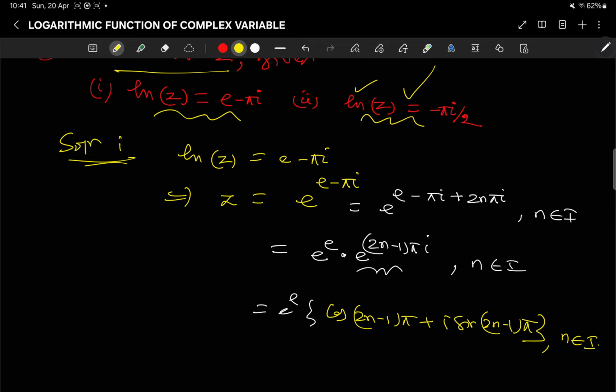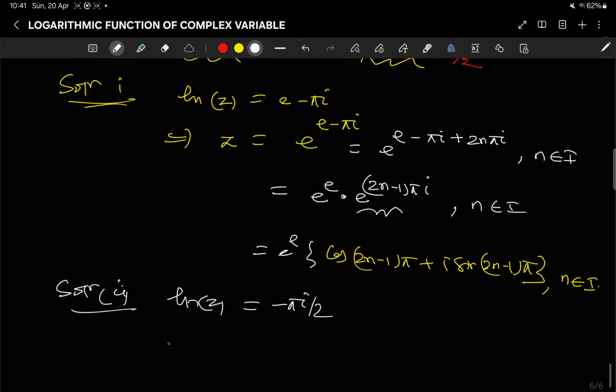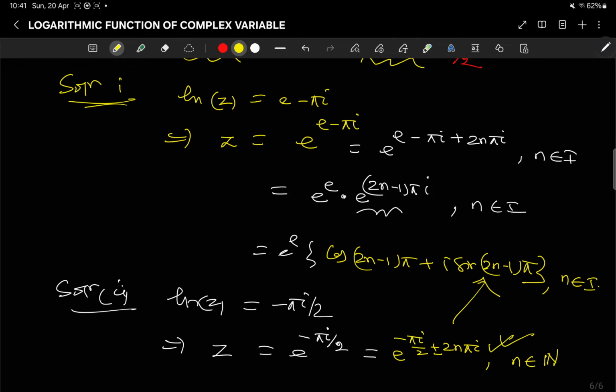Now coming to solution 2i, it is asked ln z is minus πi by 2. So what is your z? z is e to the power minus πi by 2, and I can write it, because of the period, e to the power minus πi by 2 plus or minus 2nπi, n a natural number. So I may stop it here, or I may continue in this line.